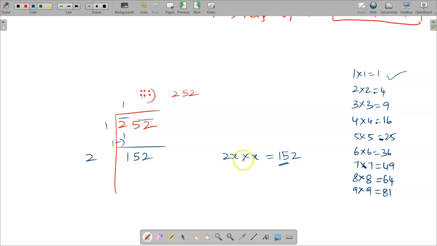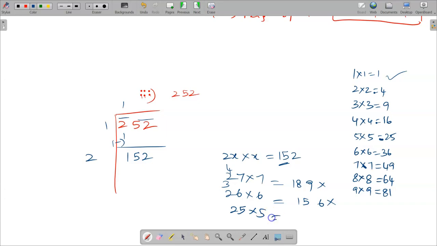Okay. So let me take 2 sevens are 14. Okay. So let me substitute first x as 7. So 27 into 7. 7 sevens are 49. Here it is 4. 7 twos are 14. 14 plus 4 is 18. So it is a bigger number. So let me try with the number before, 6. 6 sixes are 36. Here it is 3. 6 twos are 12. 12 plus 3 is 15. Again a bigger number, it is not possible.